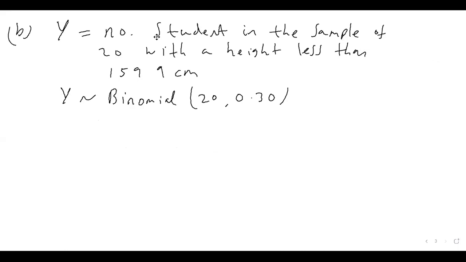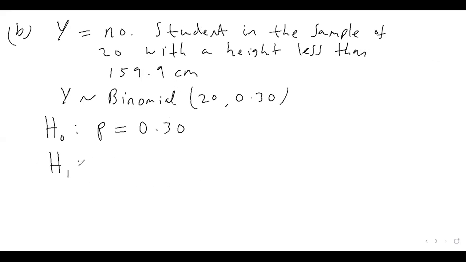So what is our null hypothesis? What's the status quo assumption? To do the calculation that we're going to do, we're going to assume that the probability was 0.30, our probability from before. So the probability of selecting someone with a height less than 159.9 centimeters is 0.3.